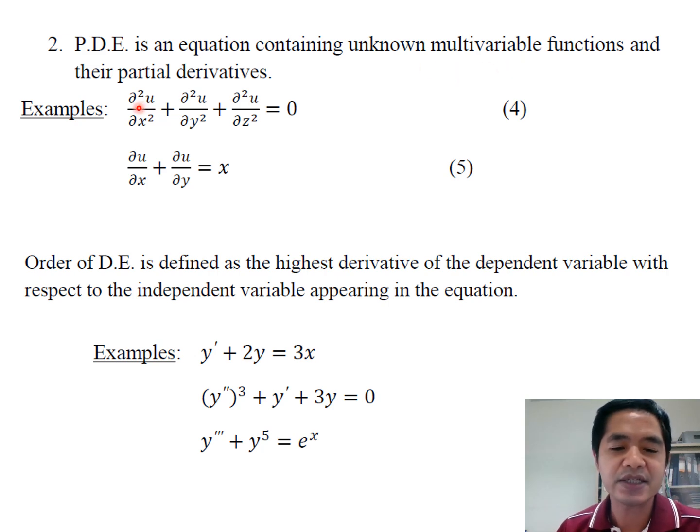Let's take a look at an example and you will see. In the first example, we have partial squared u over partial x squared plus partial squared u over partial y squared plus partial squared u over partial z squared equal to 0 here.